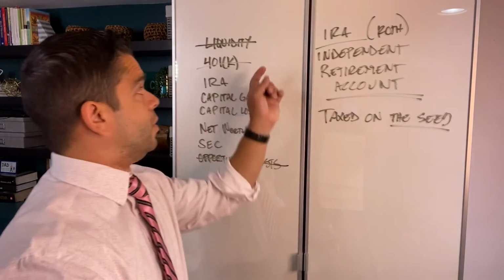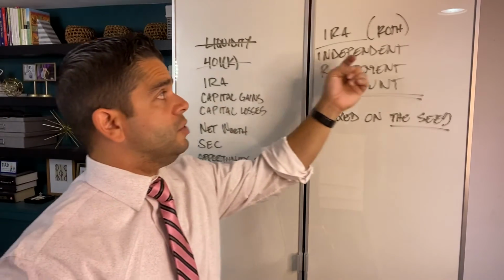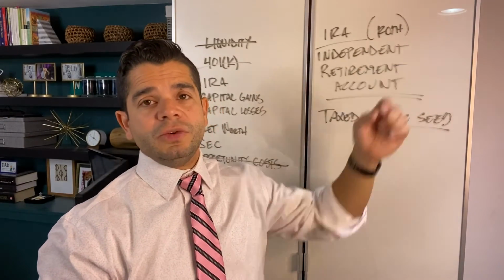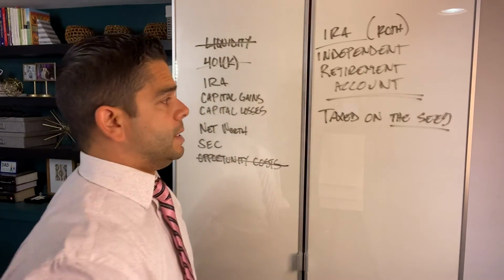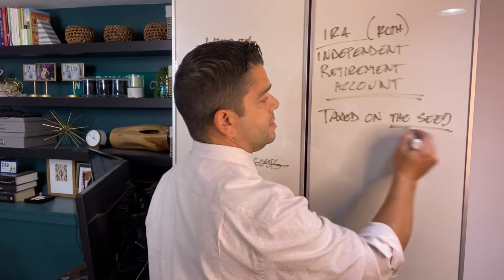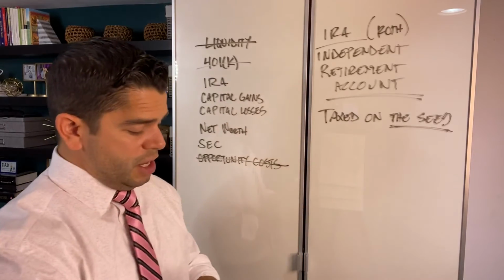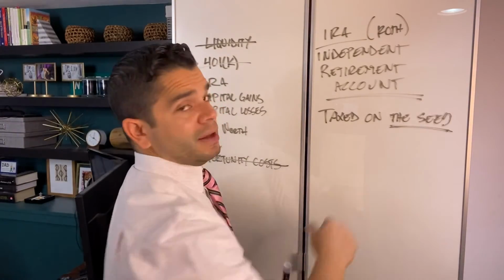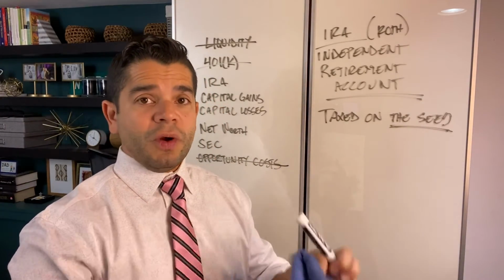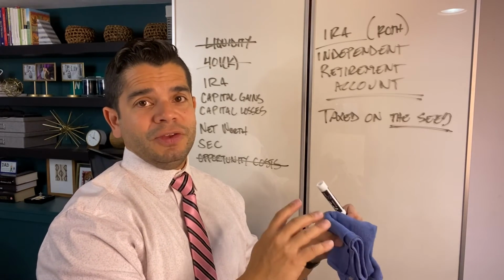You can put your pre-tax dollars into a 401k, and you can put your post-tax dollars into an IRA. So that's the best way I can break it down for you. In the 401k, you're getting taxed on the tree. In the IRA, you're getting taxed on the seed. And the question is, where do you prefer to pay your taxes?